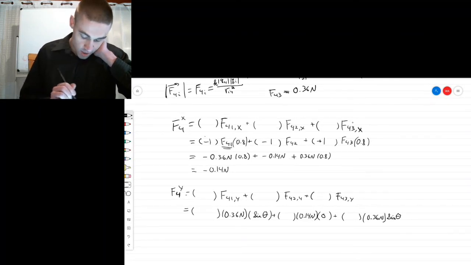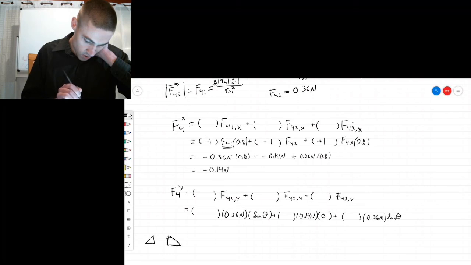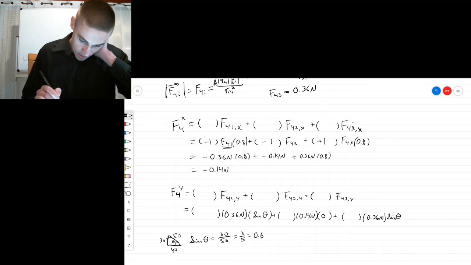You remember that the triangle looked like this, and there was a 40, 30, 50 centimeters there, and that was theta. So sine theta is going to be opposite over hypotenuse. So sine theta is going to be 30 over 50, or in other words, 3/5, or 0.6. So that goes in for that sine theta there and there.